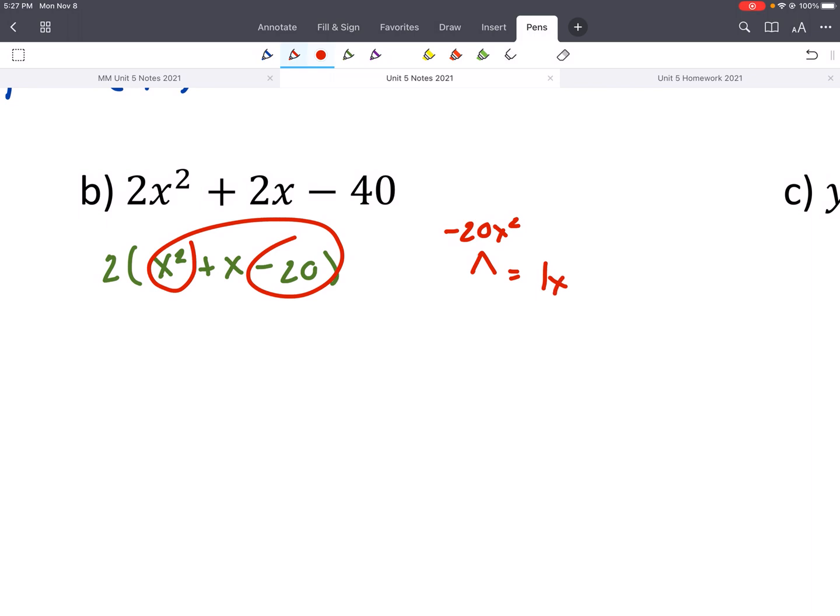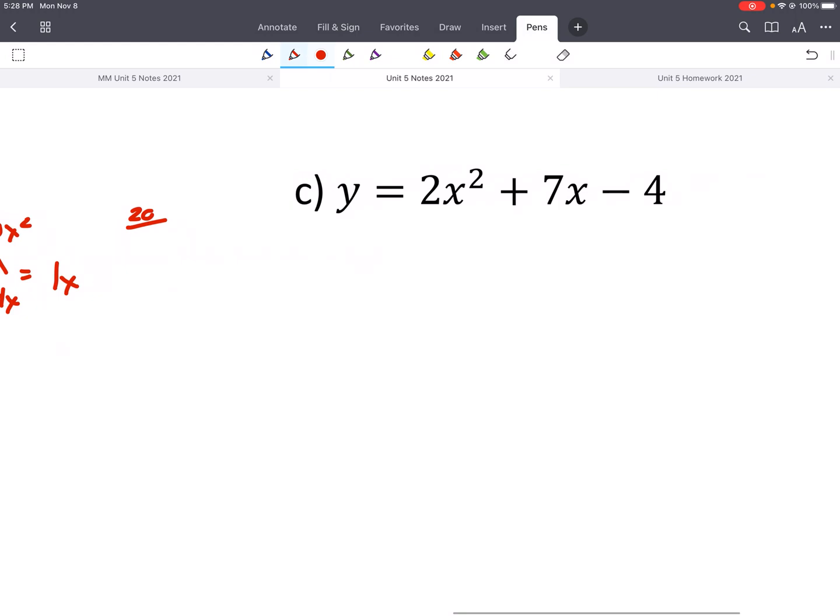What multiplies to negative 20 and adds to 1? Well, maybe 5x minus 4x. Again, we can always write down factor pairs for 20 and see what we could come up with. 1 and 20, 2 and 10, 4 and 5, and those are your choices. Here we can use the shortcut because we factored out that 2. So we'd have x plus 5 and x minus 4. Again, you're welcome to do grouping if you'd like.